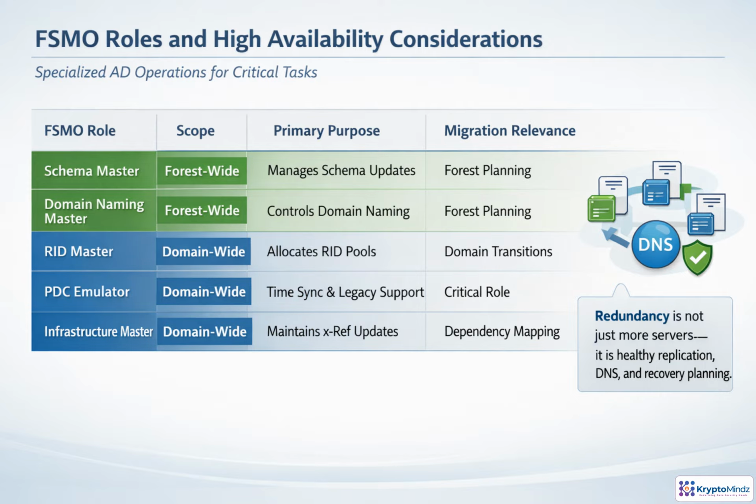Most Active Directory changes are multi-master, but a few critical operations need a single authority. These are the FSMO roles. 2 operate at the forest level: schema changes and domain naming. 3 operate within each domain: RID allocation, PDC emulator functions, and infrastructure updates. During migrations, these roles matter because they can become hidden dependencies. If the wrong role is offline, tasks like creating security principals, synchronizing time, or changing the forest structure may fail. High availability here is not just adding domain controllers. It means knowing where these roles live, keeping replication and DNS healthy, and having a recovery plan.